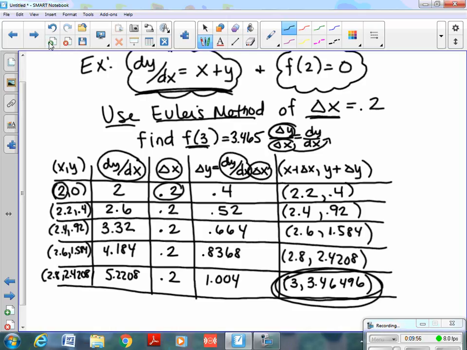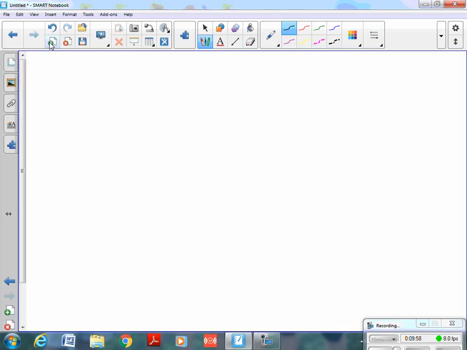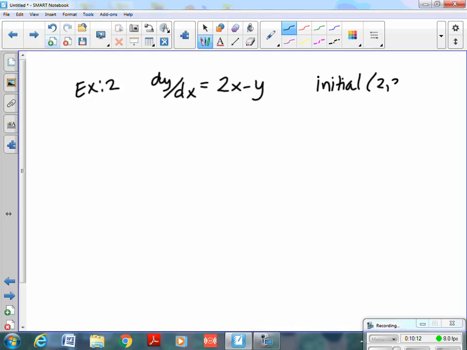Okay, one more, and that's it for this section. Example number 2 is dy dx equals 2x minus y. The initial value that's actually on the original graph is at 2 comma 3. And we want to get to 1.5. When x is 1.5, what is the y value? And they want you to use increments of a negative 0.1.